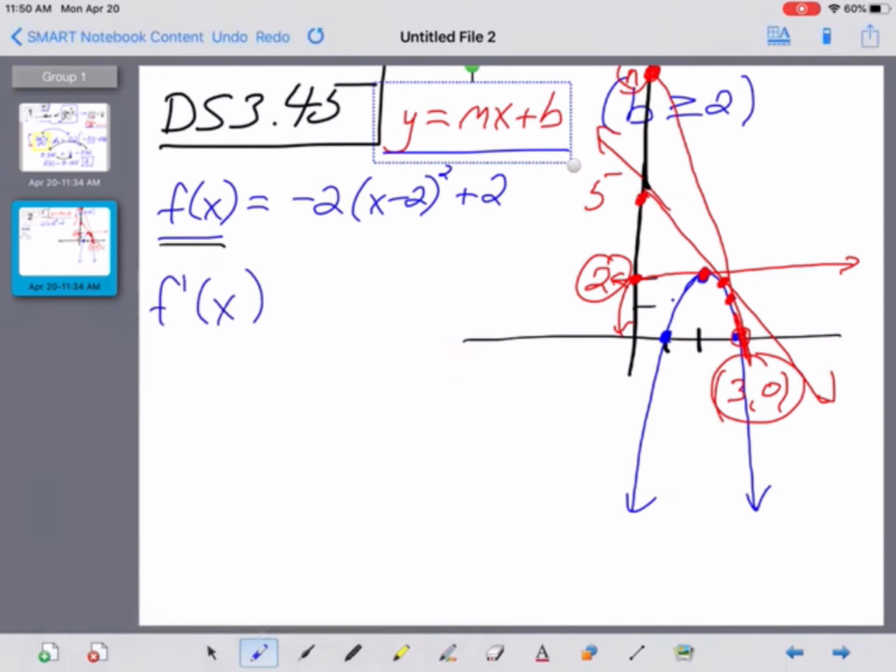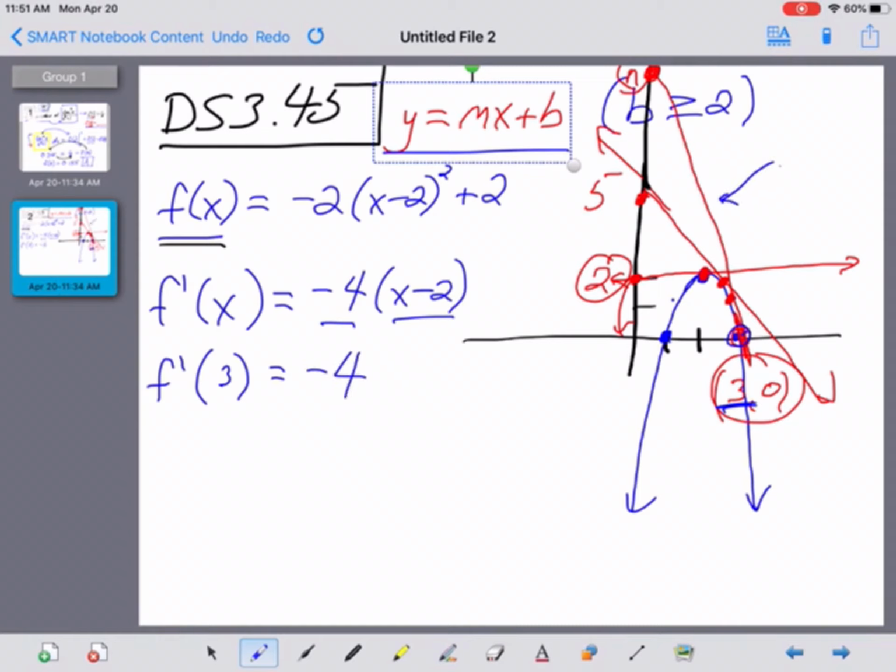So here we go. f'(x) is going to equal, with a little bit of the power rule right here, guys, -4 times (x - 2), and that's it. So there's our derivative, and we want to evaluate that derivative at a spot where we know that our x value of the point of tangency is 3. So f'(3) is going to get us -4 times (3 - 2), which is 1, and that's going to get us -4 for the slope of that steepest possible tangent line right there. So the slope of that tangent is -4.